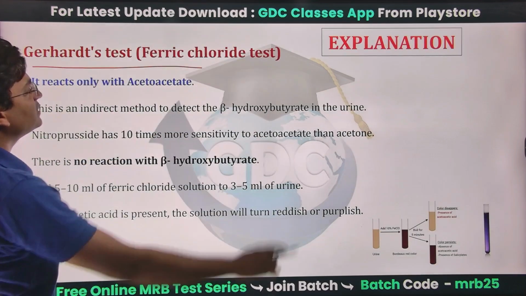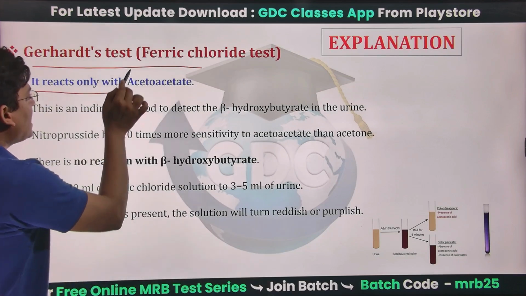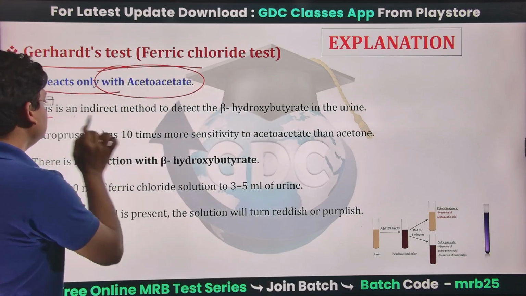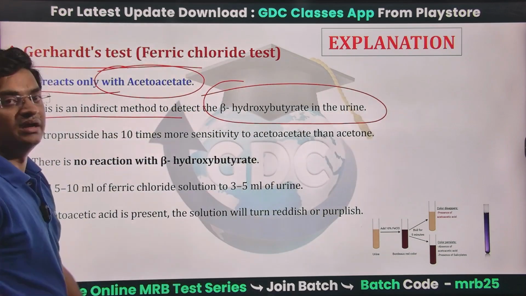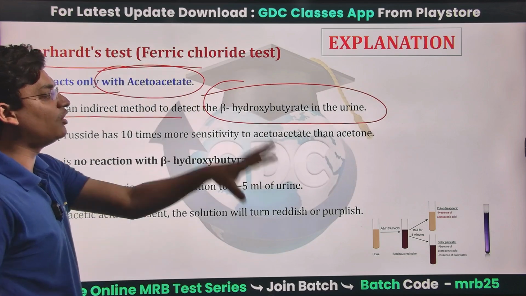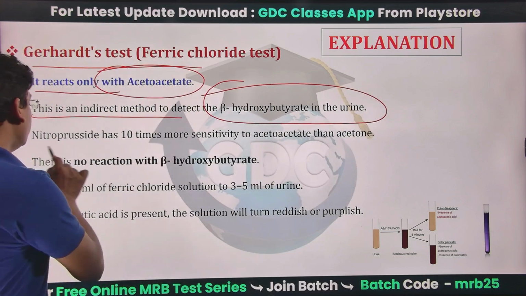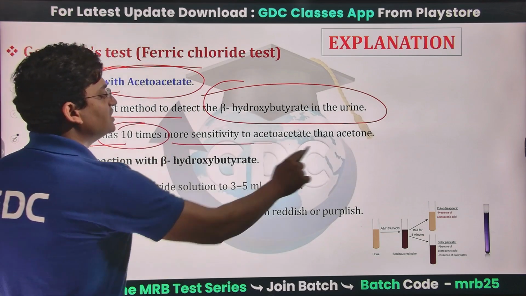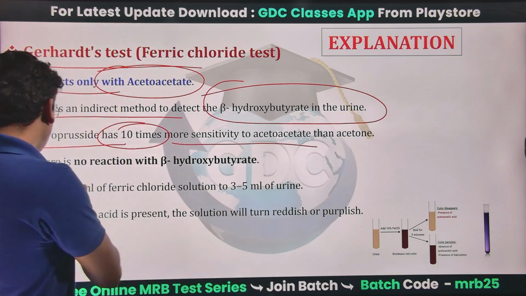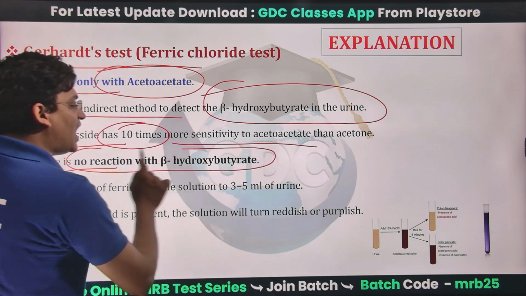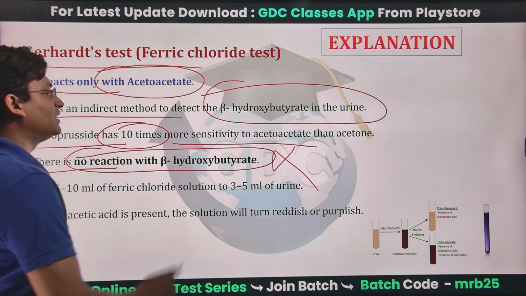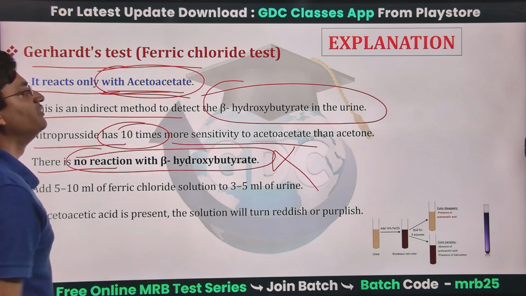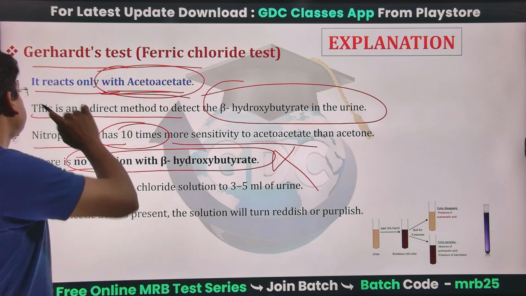Like this Gerhardt's test or ferric chloride test, it reacts only with acetoacetates. This is an indirect method to detect beta hydroxybutyrate in the urine. Nitroprusside has 10 times more sensitivity to acetoacetates than acetone. There is no reaction with beta hydroxybutyrate, but it will be reacting with the acetoacetates only.